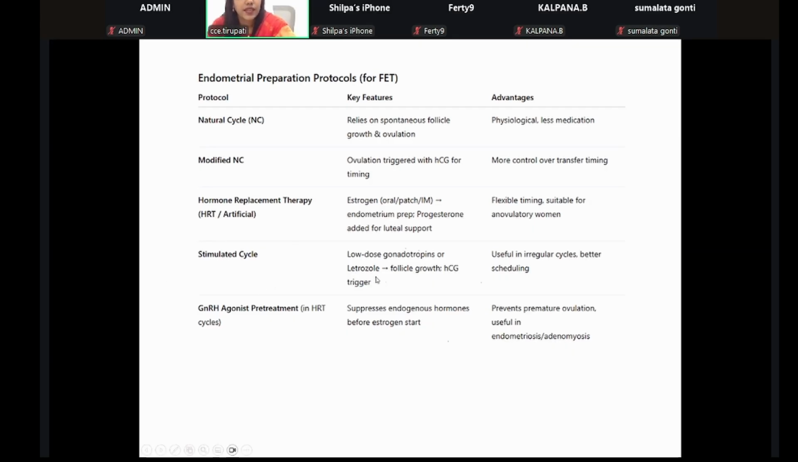In a stimulated cycle, we give letrozole with 1 or 2 doses of gonadotropins, which is called mild stimulated FET. We monitor the endometrium, trigger, and 36 hours after the trigger, we can start with progesterone.